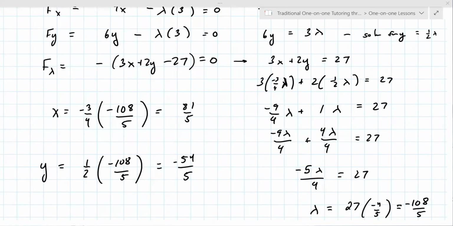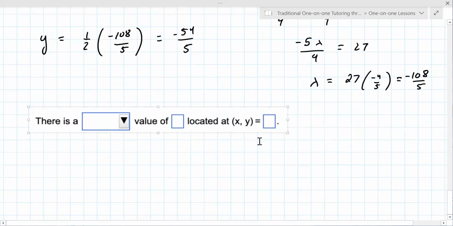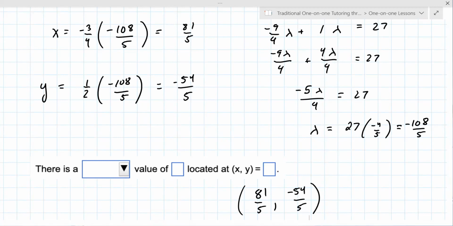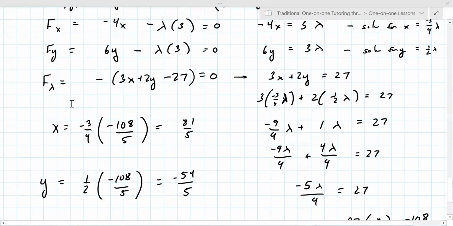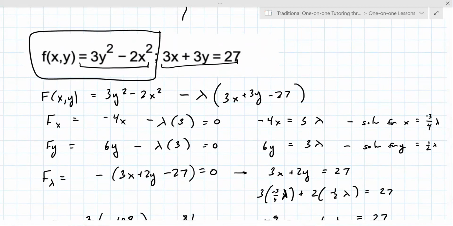Okay. The middle one, we have to actually put those values back into the original equation. So what did I say here? 81 over 5, comma, minus 54 over 5. Right. And then just gotta be careful putting that back into the original. So I'll do that now on my calculator and see what I come up with. The original equation that we're putting it into is the 3y squared minus 2x squared. No, that was just this first one. Yeah, okay. All that other stuff's extra.